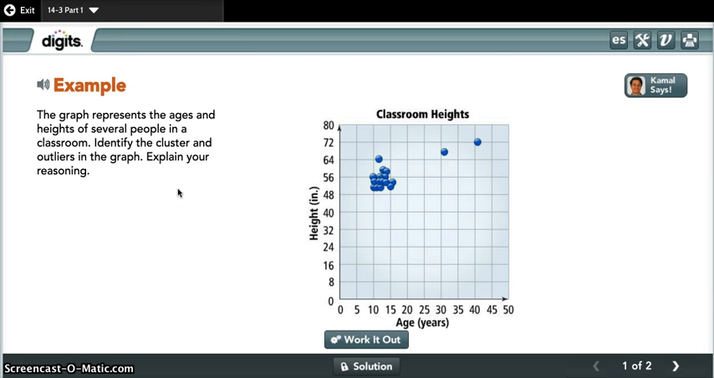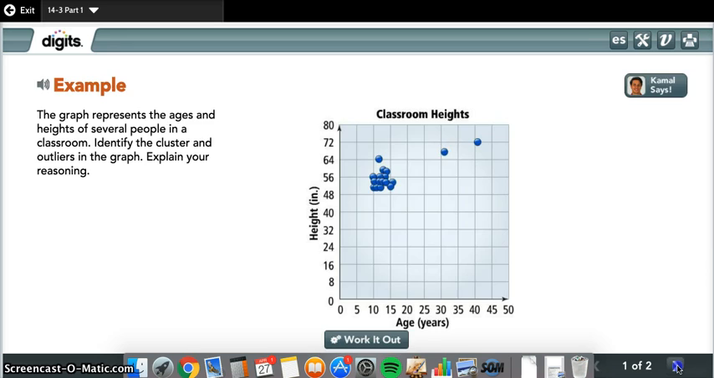All right, so here we have a graph that represents the ages and heights of several people in a classroom. Identify the cluster and outliers in the graph. So right off the bat, you can see the cluster, and here are the outliers. This is a cluster because this is where all of our data is. This guy could even be in this cluster because he's pretty close. And then the outliers are going to be, here's someone that is 32 years old and 64, 66 inches maybe, and here's someone who is 40, maybe 41 years old, and is 72 inches, or a little taller maybe, so 6 feet. So these are the outliers.